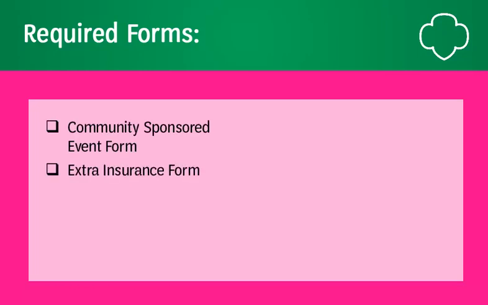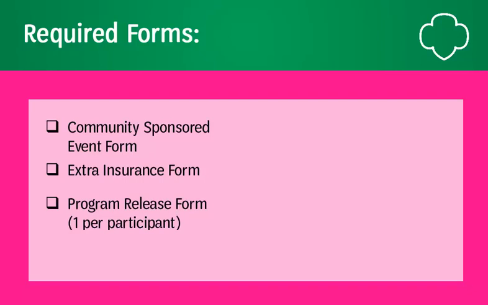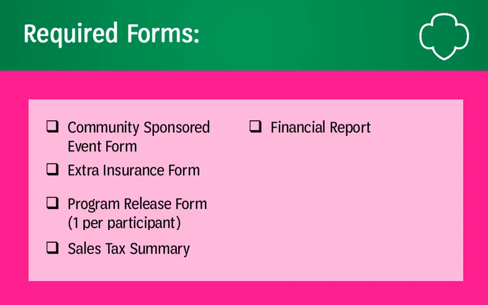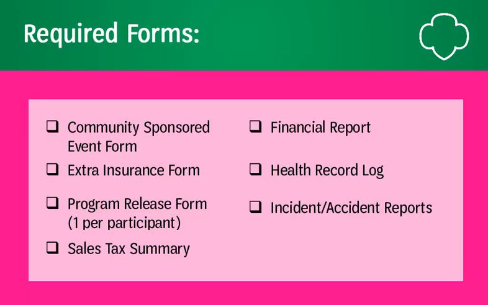For all council-sponsored events, the events committee must submit the following forms to the council: the community-sponsored event form, the extra insurance form, a program release form per participant, a sales tax summary, a financial report, a health record log, an incident/accident report, and the high adventure activity form for events that include high adventure activities.